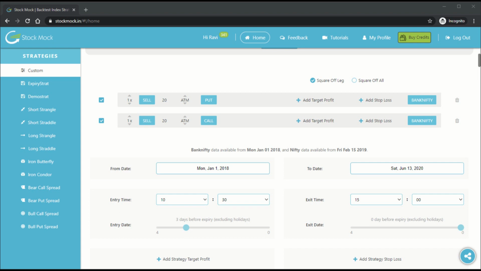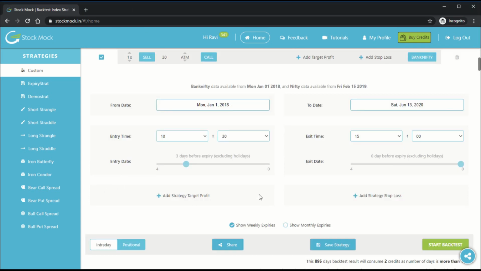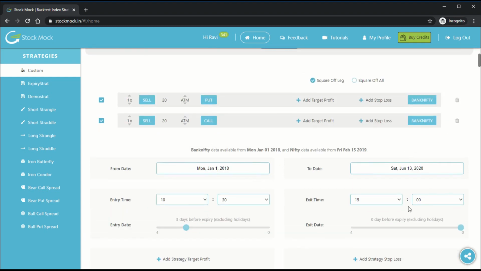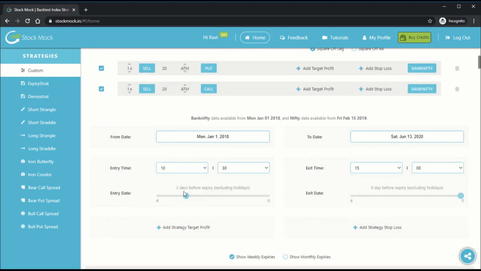Now let's start with my favorite short straddle strategy. I'm going to show a demo of a positional strategy. So here I have selected strategy entry 3 days before the expiry, and my exit is on the expiry day.